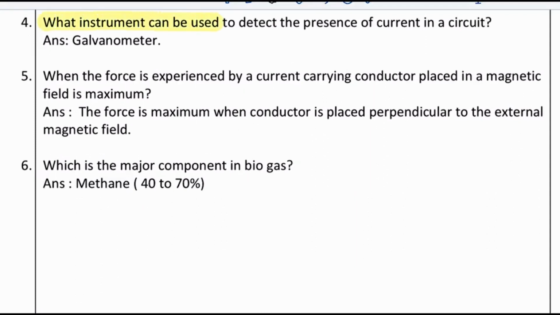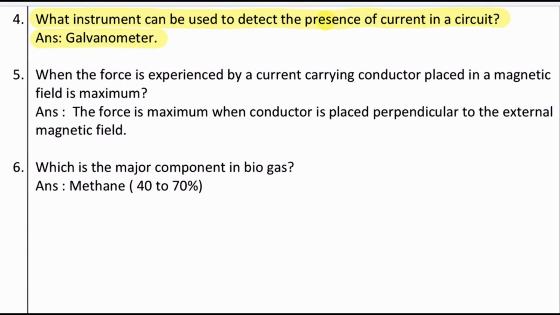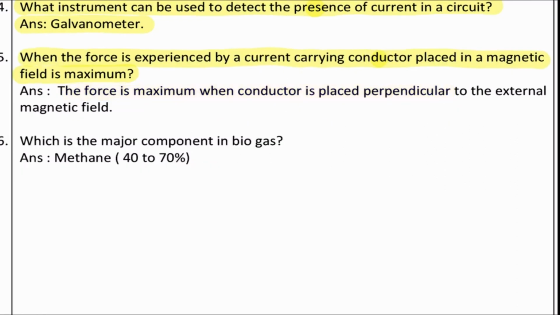What instrument can be used to detect the presence of current in a circuit? It's galvanometer. The force experienced by a current carrying conductor placed in a magnetic field is maximum when the conductor is placed perpendicular to the external magnetic field.